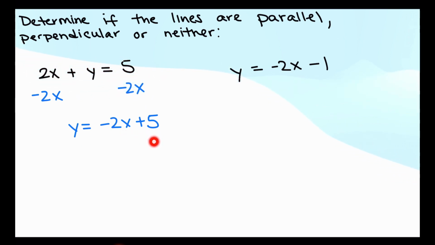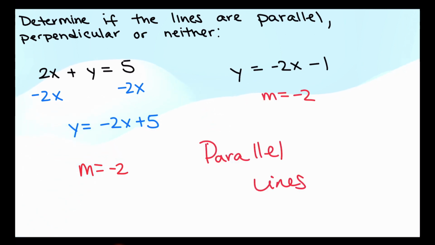Now that my equation is in slope-intercept form, I know that the slope is the number in front of the x, so negative 2. The first line has a slope of negative 2. The second line given, y equals negative 2x minus 1, is already in slope-intercept form. It's already solved for y. So I know what the slope is. It's the number in front of the x. It's negative 2. Since both of these lines have the exact same slope, they must be parallel. So these are two parallel lines.